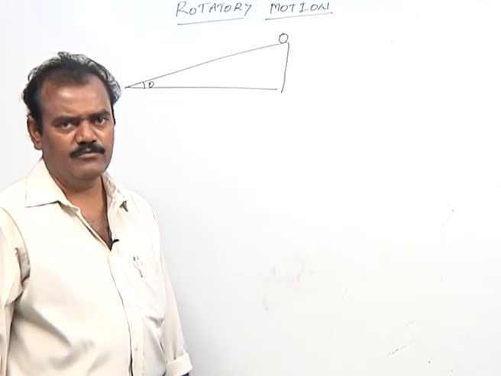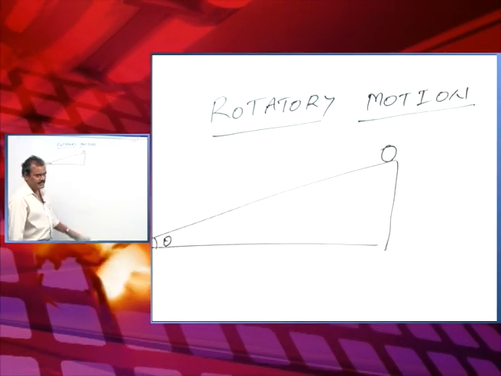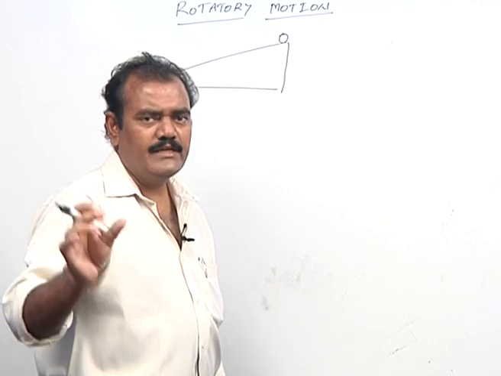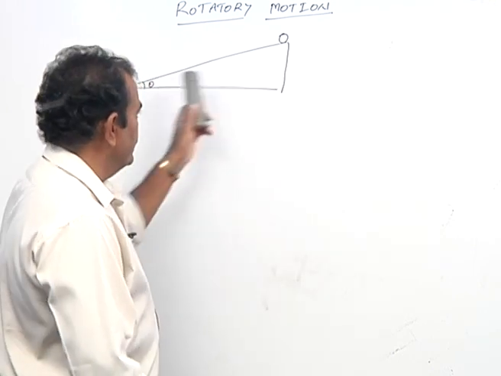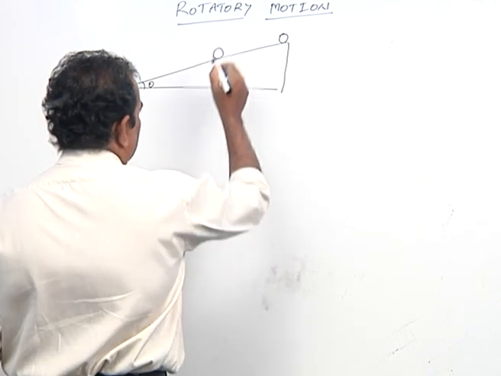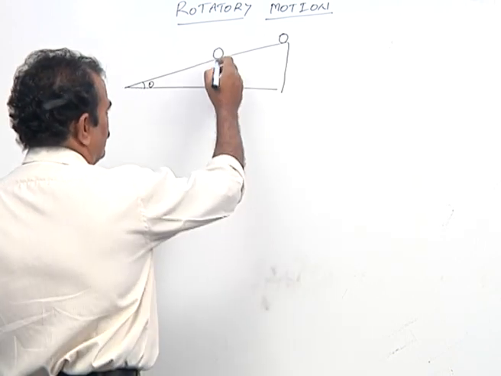It becomes a sliding body only. So that's why it requires friction. Now the question is, what is the minimum value of mu so that it can roll along that inclined plane? For that we are taking a free body diagram. What are the forces that are acting on this rolling body?